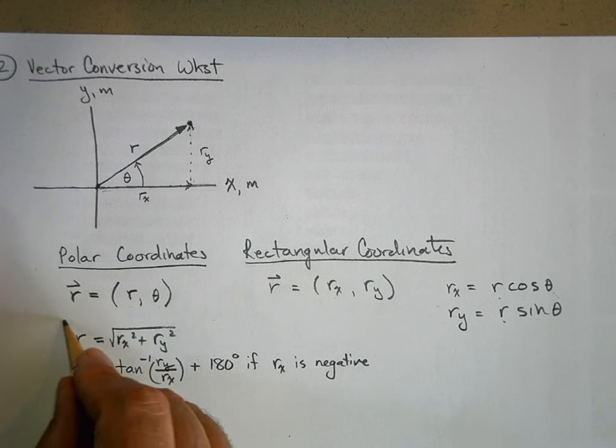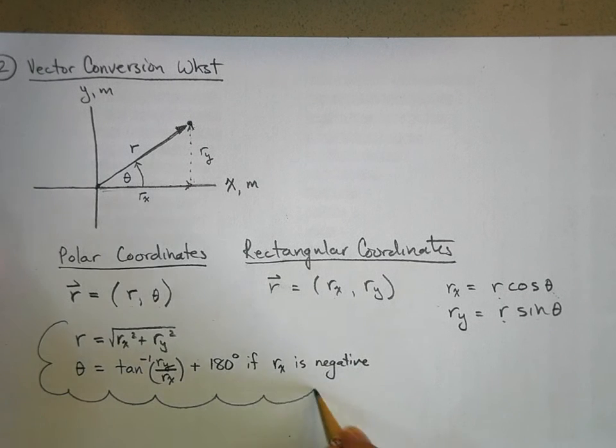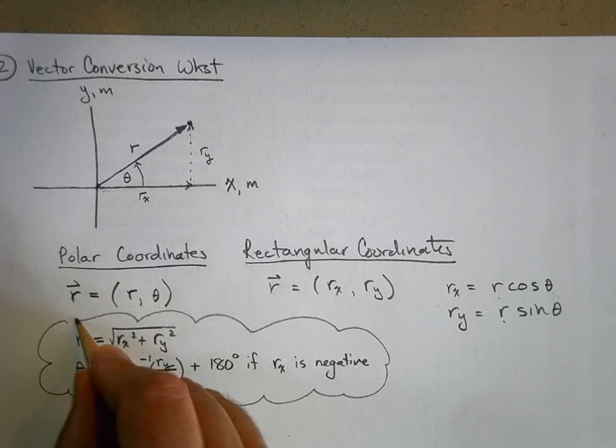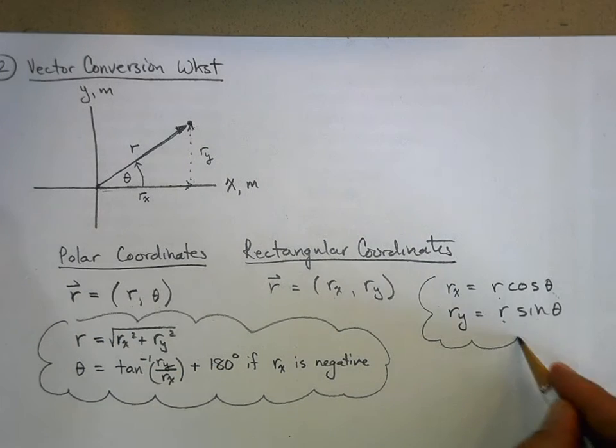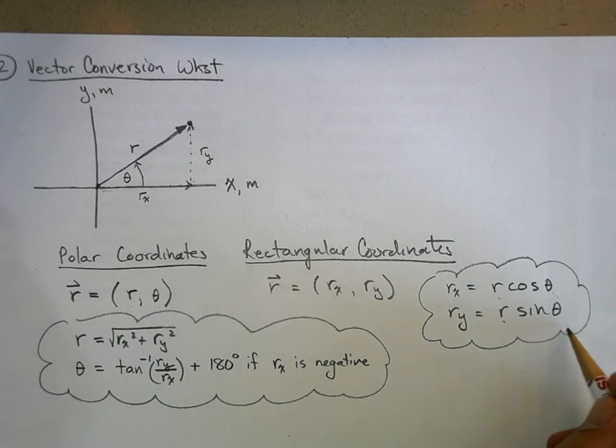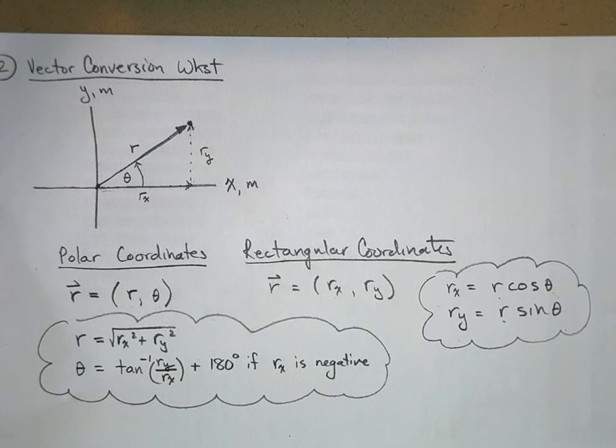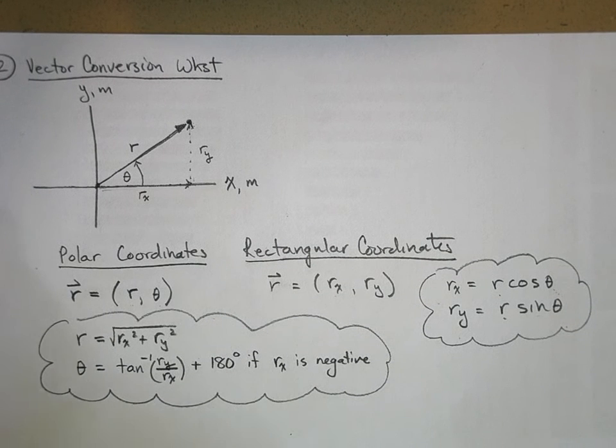So this is what you need to go from rectangular to polar. This is what you need to go from polar to rectangular. And what I'm going to show you in the next video is why we have to add 180 degrees if r sub x is negative.